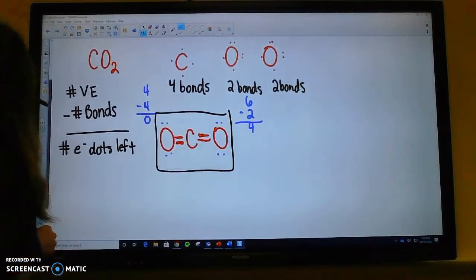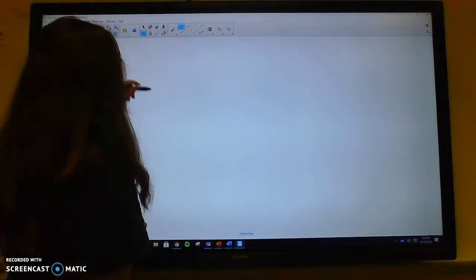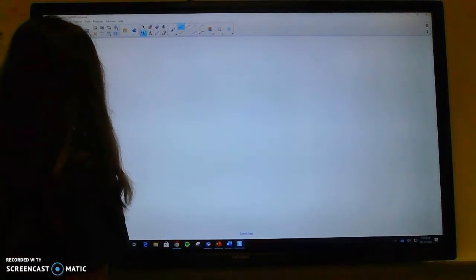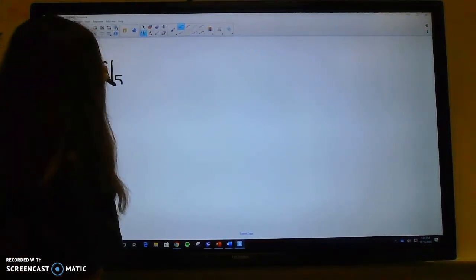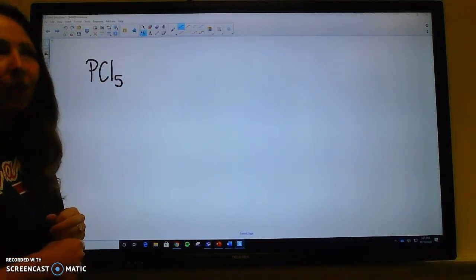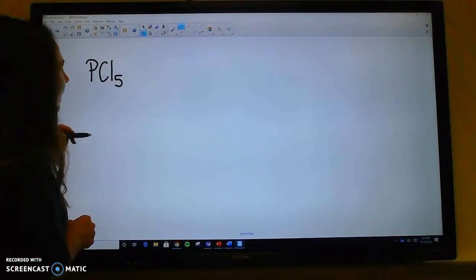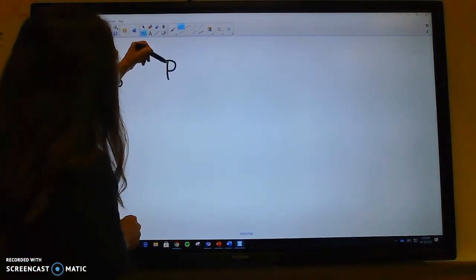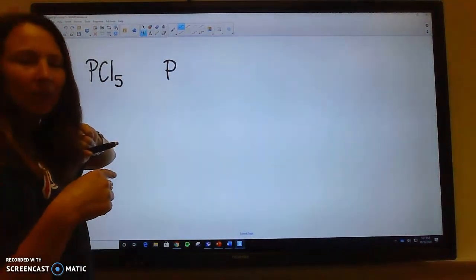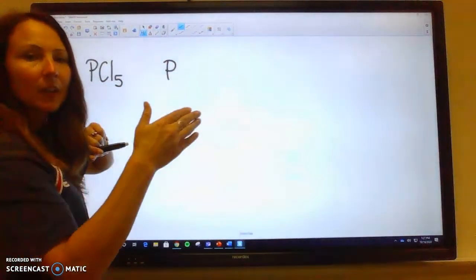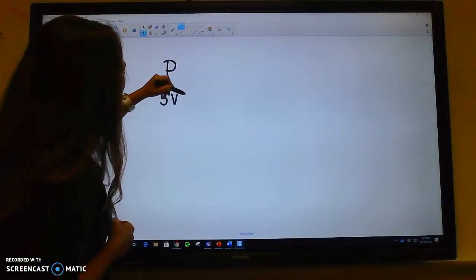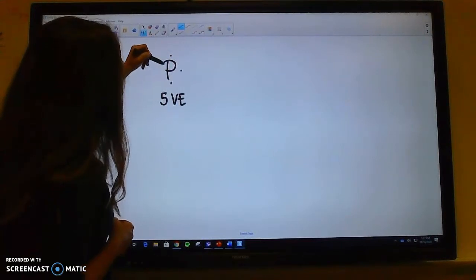So let me just scroll down. Let's try something like, this is going to look really complicated, but it's not that bad. Let's try PCl5. So phosphorus, we've got phosphorus, we have chlorine, so let's look at the number of valence electrons. Phosphorus has how many? Remember, you need to use the periodic table, look at your group numbers, or count the number of squares to figure out the number of valence electrons. Phosphorus has 5 valence electrons. 1, 2, 3, 4, 5.